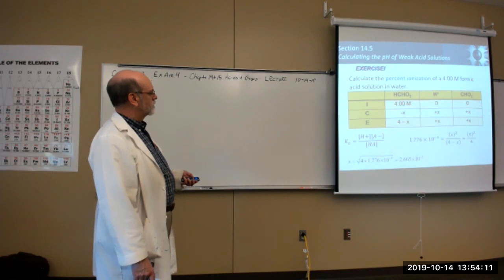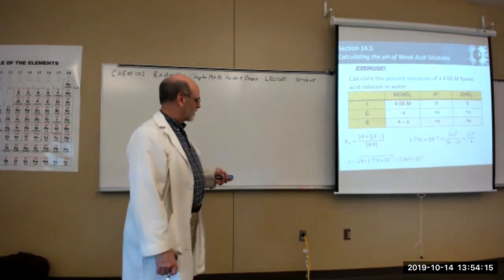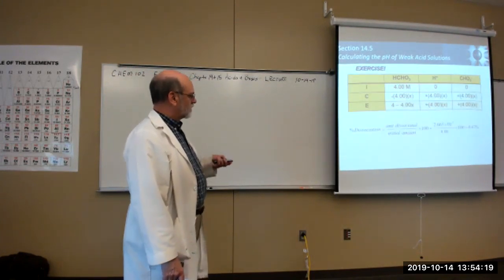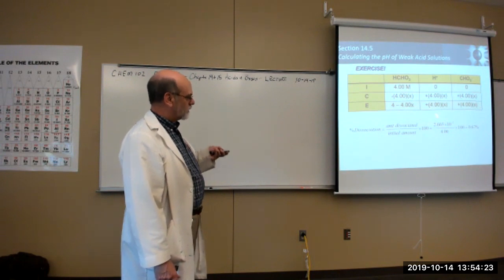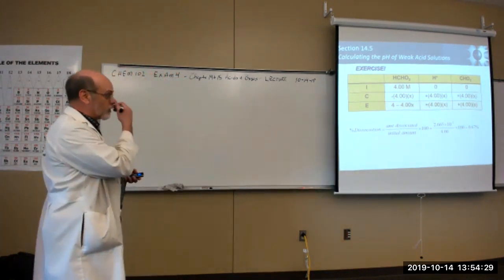I thought we were going to do the percent ionization. We're going to do that first. Sorry. So this is X, right? So that means this came one to one from here. So that means this divided by that times 100 is your percent dissociation, 0.67 for 4 molar.